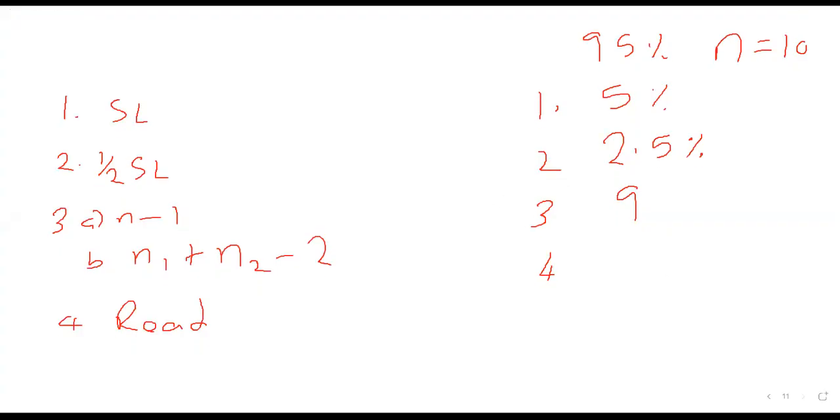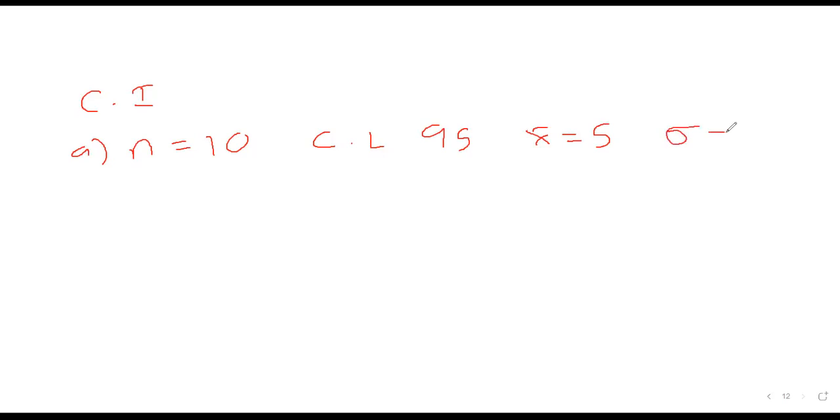All right, so now I'll try part A. Find the confidence interval for the following. Our sample size is 10. Our confidence level is 95%. Our mean is 5. And our standard deviation, maybe I'll put 3.